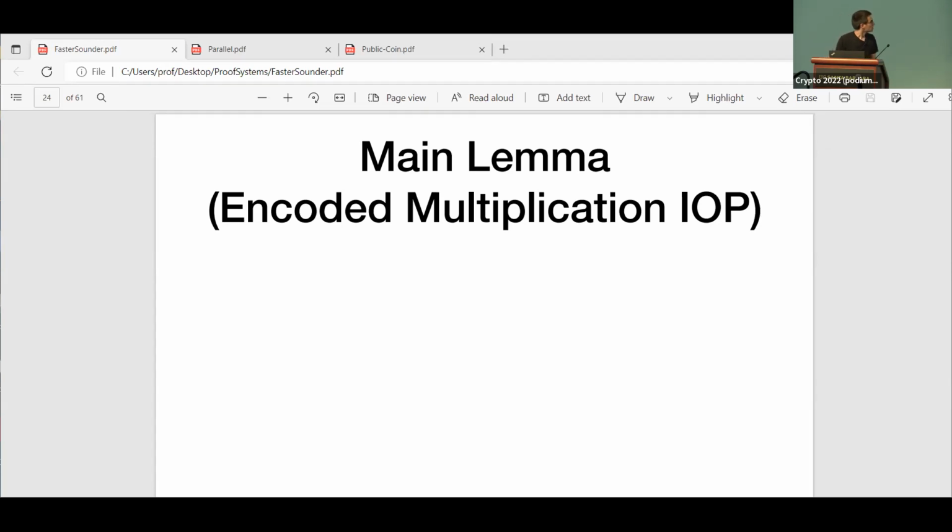So here's a TLDR result, after all the interruptions, sorry. We get succinct proofs where the prover complexity is the circuit size times a polylog factor in the security parameter. And I'm not going to worry about the additive polynomials.